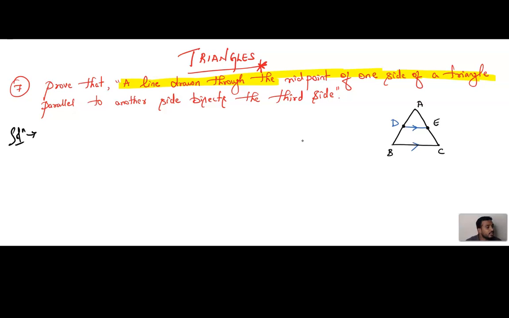Third side is AC. AB is the first side, BC is the second side and AC is the third side. So E bisects, means E divides AC into two equal parts. Any doubts? We have to prove this. Now take down the data. Let me take, just a minute.